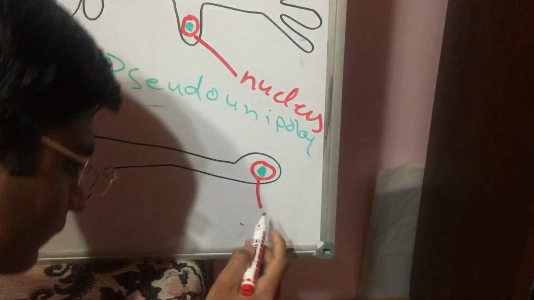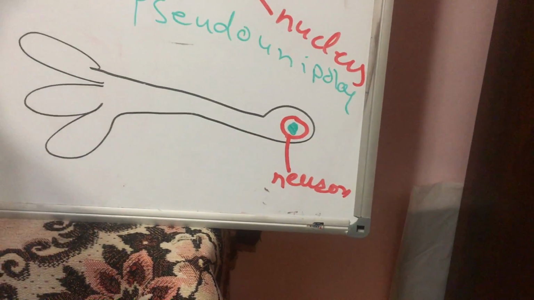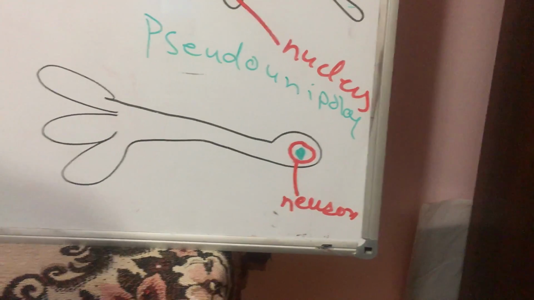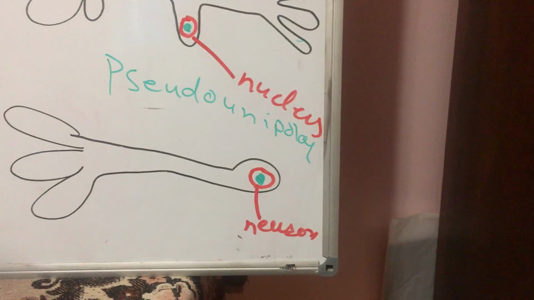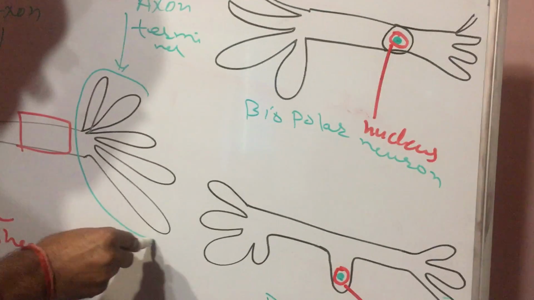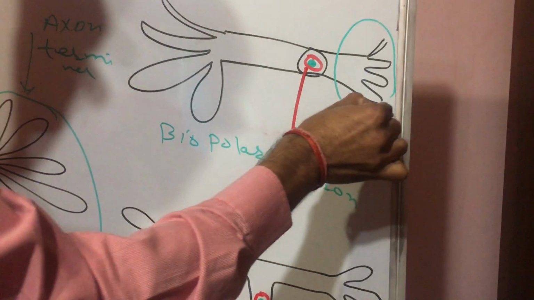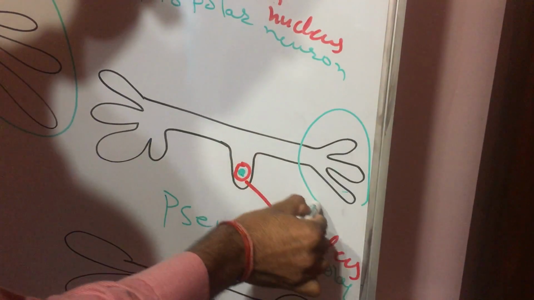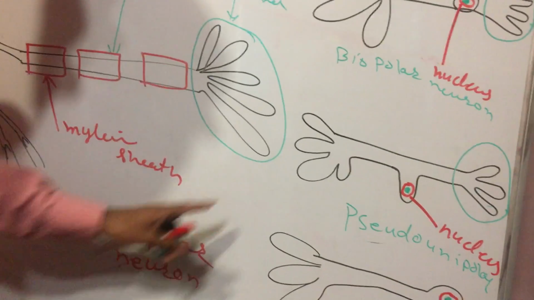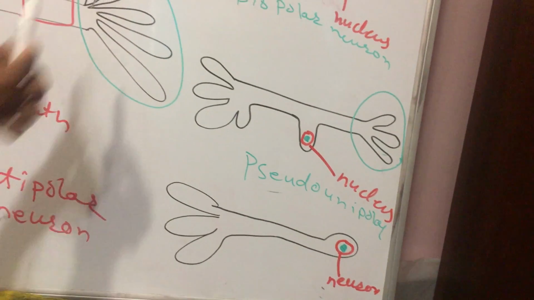This is called the neuron, and this is the dendrites. Okay, so here I am indicating with the green pen. Here and here, the three types of neuron: multipolar neuron, bipolar neuron, and pseudo-unipolar neuron have axon terminals.